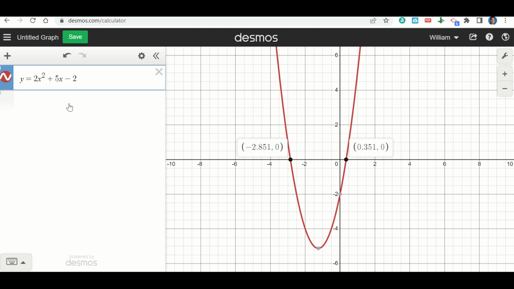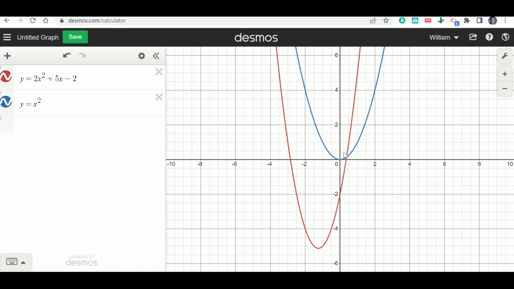So no matter which equation I type in, so I can type in y equals x squared. There's my second one. I can find where it touches the x-axis right here, and if I click on it, it will give me the root, which is the x-coordinate of that point. So this is how you would use Desmos to check the roots for a given quadratic.